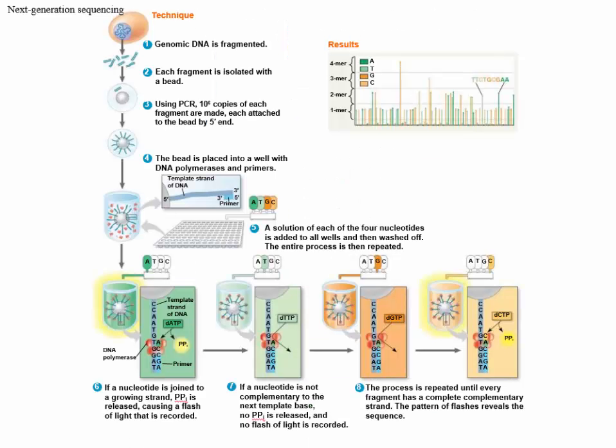A little bit more advanced on this is next generation sequencing, where you fragment the DNA, you isolate it with a bead, and using PCR, about 1 million copies of each fragment are made, and each is attached to the bead by the 5' end. Then the bead is placed into a well with DNA polymerases and primers, and a solution of the 4 nucleotides is added to all the wells and then washed off, and the entire process is repeated.